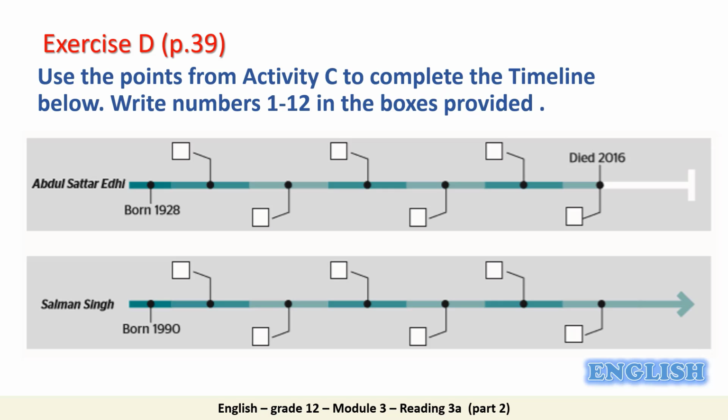Here, we will use the points from activity C to complete the timeline below. Write numbers 1 to 12 in the boxes provided. Stop the video and do the task.